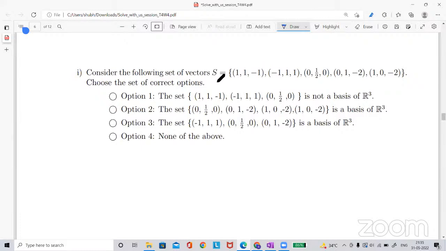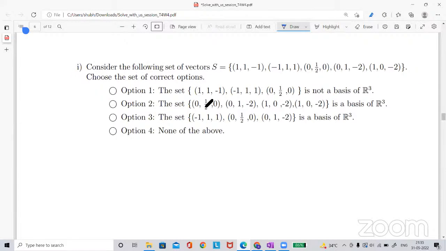So consider the following set. This is the set of vectors, and from this set we are choosing some vectors. Is the first set a basis of R3? Is the second a basis of R3? Is the third a basis of R3? Which option is going to be correct, and how are you solving this? Please think, then we will discuss. Please revise your definition of basis. What is the definition of a basis?